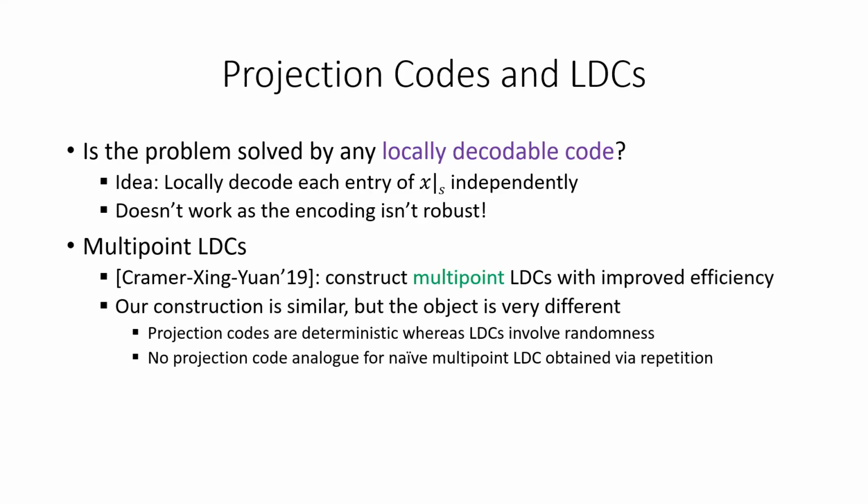I would like to point out that the construction that we have for projection codes is similar to the construction that Kramer, Zing, and Yon had for multi-point LDCs. However, the objectives of the two primitives are very different. In particular, projection codes are deterministic, whereas LDCs inherently involve some randomness. Moreover, if we were okay with a polylog overhead over multi-point LDC, then we can use a standard LDC like the approach I described above and obtain a multi-point LDC with polylog overhead. However, there is no known reduction from LDCs to projection codes with quasi-linear overhead.